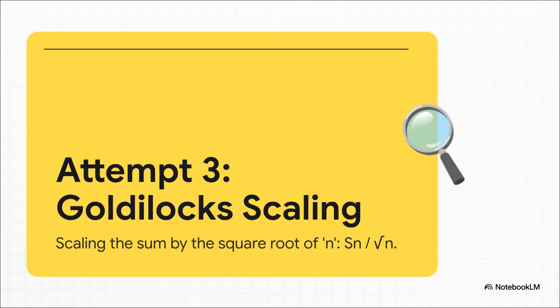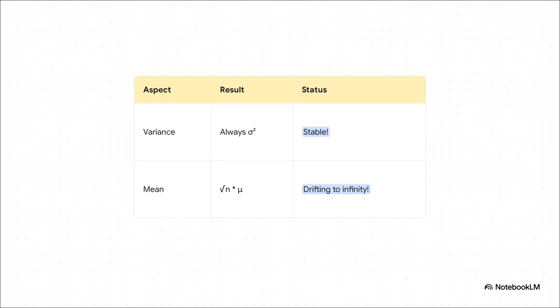So, not scaling at all was too little. Scaling by n was way too much. What if we try something right in the middle? Not n, but the square root of n. Maybe this is our just right Goldilocks solution. And wow, this is a huge step forward. But it also reveals a brand new problem.